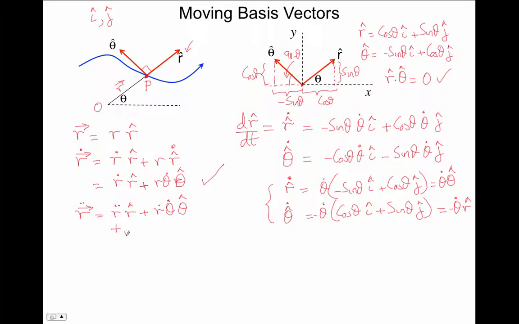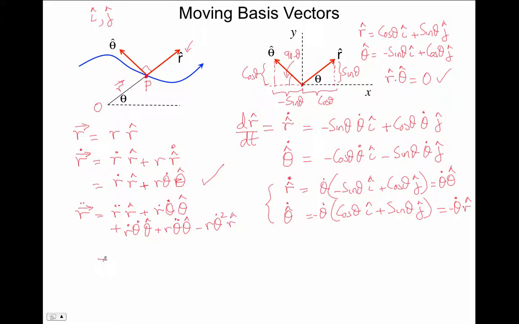Well, first we get r dot theta dot. So I've differentiated the r over here, and there's then another differentiation to do with theta dot. So that's r theta double dot theta hat. And then finally we have to differentiate the theta hat, and that gives us minus theta dot r hat. So there's minus r theta dot into theta dot, that's theta dot squared into r hat.